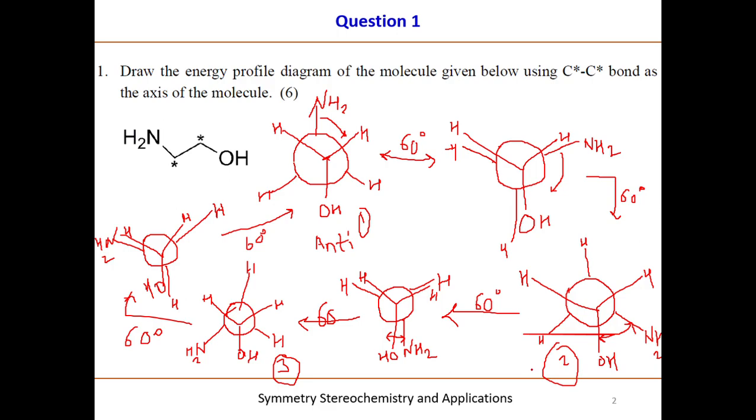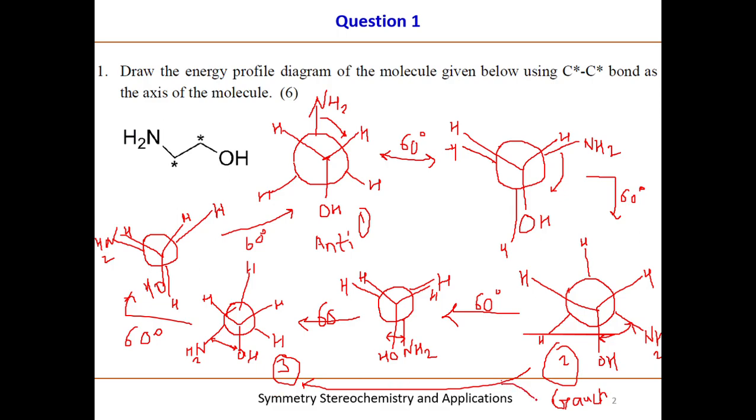Now you can compare the second and third, right? The second and third are both the same, just the NH2 is on the left side here, and in that conformation it is on the right side. So both are the same. These conformations are called Gauche interaction, in which two functional groups interact at a 60-degree angle. Both are Gauche.